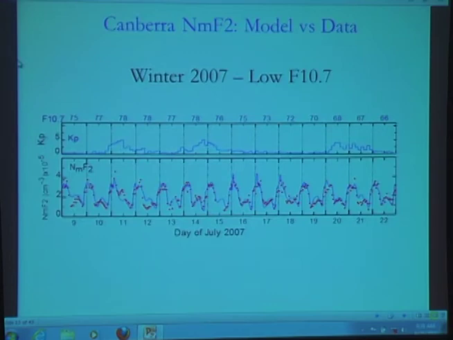And here's an example. This is winter and low F10.7. It's winter 2007, and it's July. Of course, this is the southern hemisphere. And you can see from the Kp there's quite a bit of activity in this time period. The F10.7 is low, but you can see that the agreement between the model and the data using the SEE irradiance model is very, very good, both day and night. It's very comforting to get such a good fit.